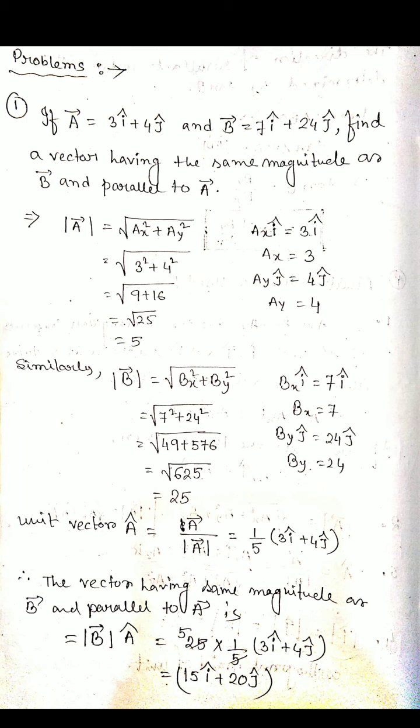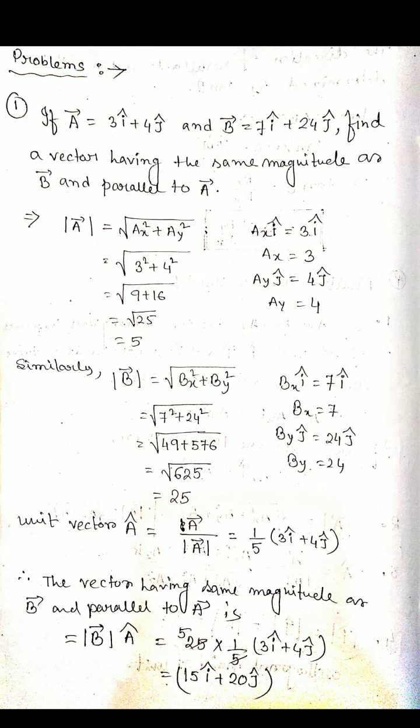How do we solve it? First we find the magnitude of a. Modulus of a equals the square root of ax square plus ay square. Ax is the coefficient of i hat, so ax equals 3. A vector equals ax i hat plus ay j hat. If we compare these two equations, we get ax equals 3 and ay equals 4. Putting these in, we get the magnitude of a as 5. Similarly, we find the magnitude of b, that is 25.